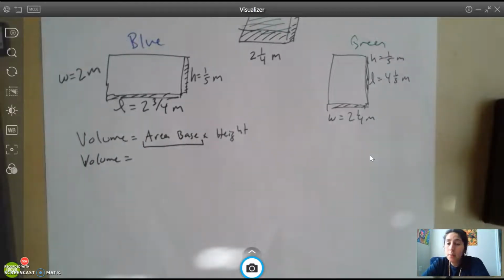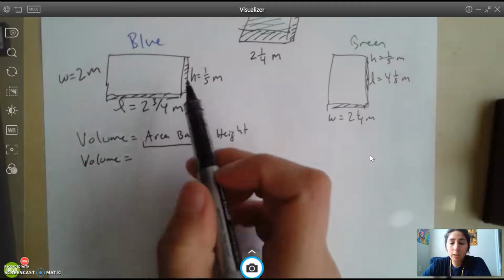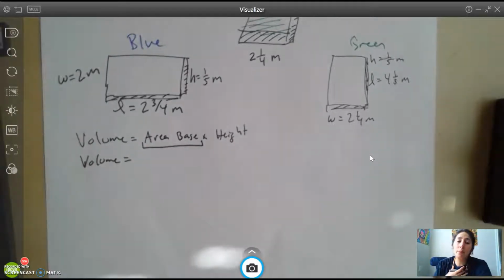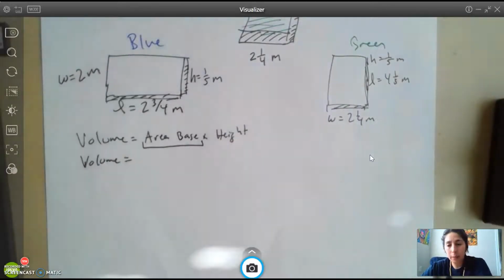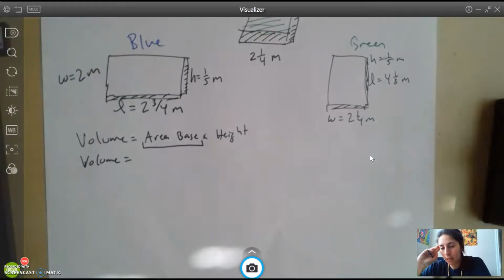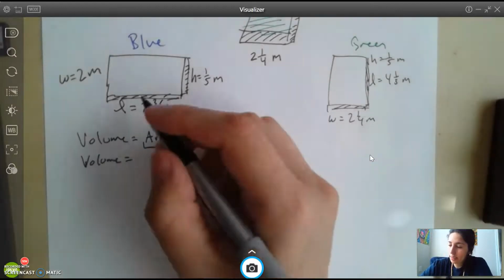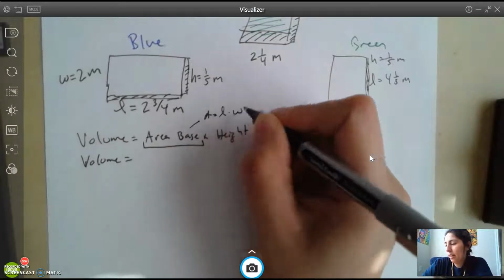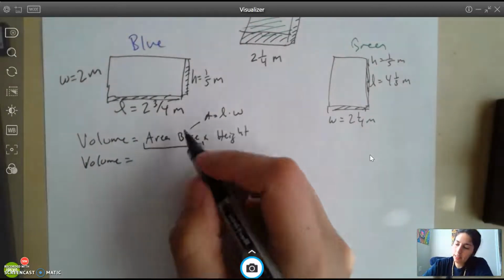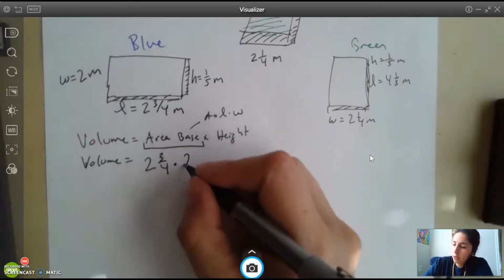Area of the base. It's not a number on here yet, because this is length, width, and height. None of these are area. That's something that I have to find now in order to write it down. So area of the base, I'm thinking to myself, what shape is this that I have to find the area of? Rectangle. So I find the area of the rectangle, that's the base at the bottom. So this is technically area is equal to length times width. Okay, well let's write that in. Length is 2 3/4 times the width, 2 meters.